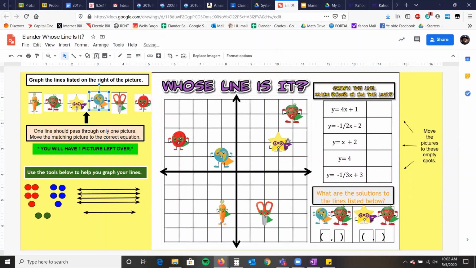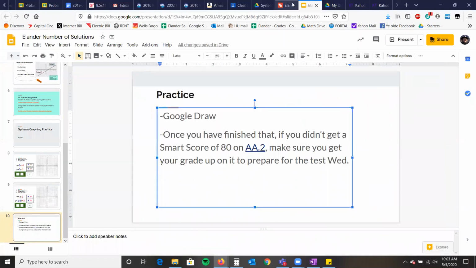All right, and then you're going to say what the solutions are where these two lines intersect and where these two lines intersect, and you'll just type it in there. Okay, so you graph each of your lines. Whichever character they go through, you're going to organize those and see which ones get hit. And then you're going to say the two coordinate pairs where these lines intersect and these intersect. Okay, so that's your main assignment there.